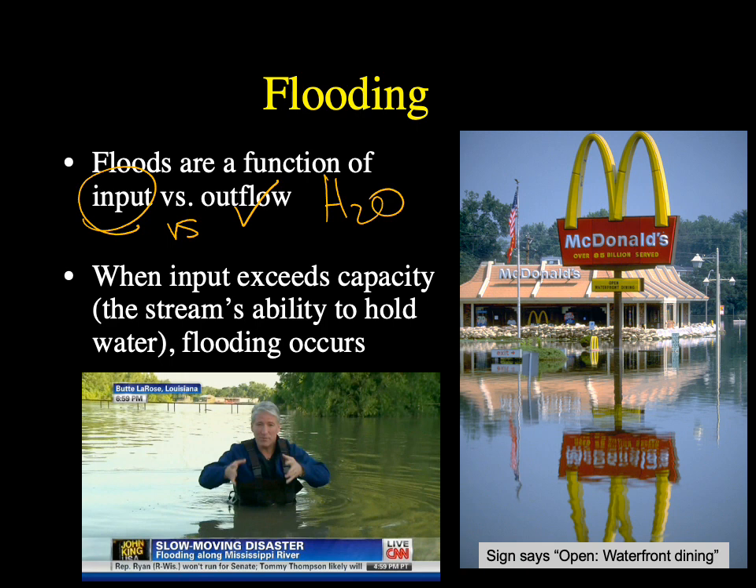We see this on the news all the time, right? Here's Louisiana. Here is essentially just kind of a CNN example of floodwaters rising and showing how deep that is. But a flood is essentially when the amount of water that we put into the river exceeds the capacity, the stream's ability to hold water. When you have too much going in and you can't carry it, you get a flood.